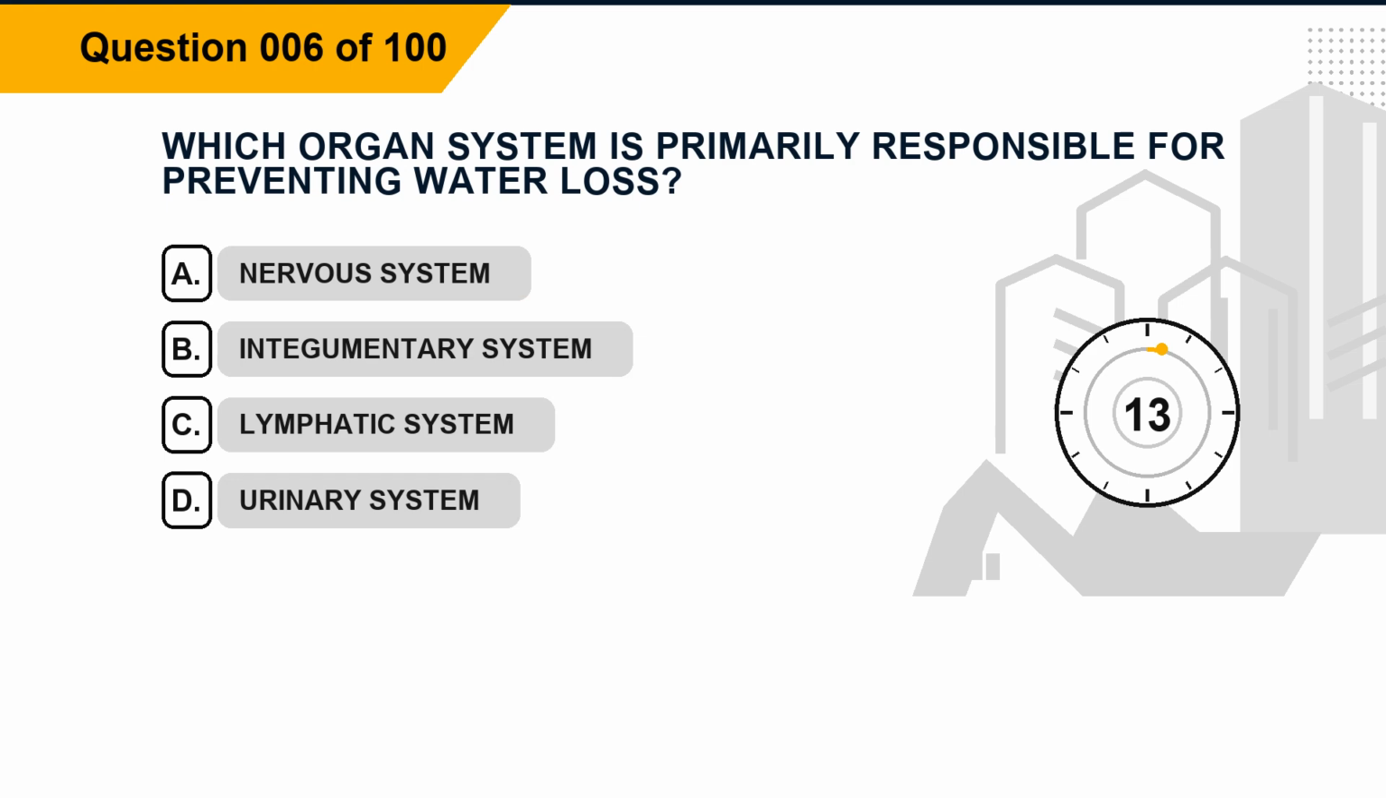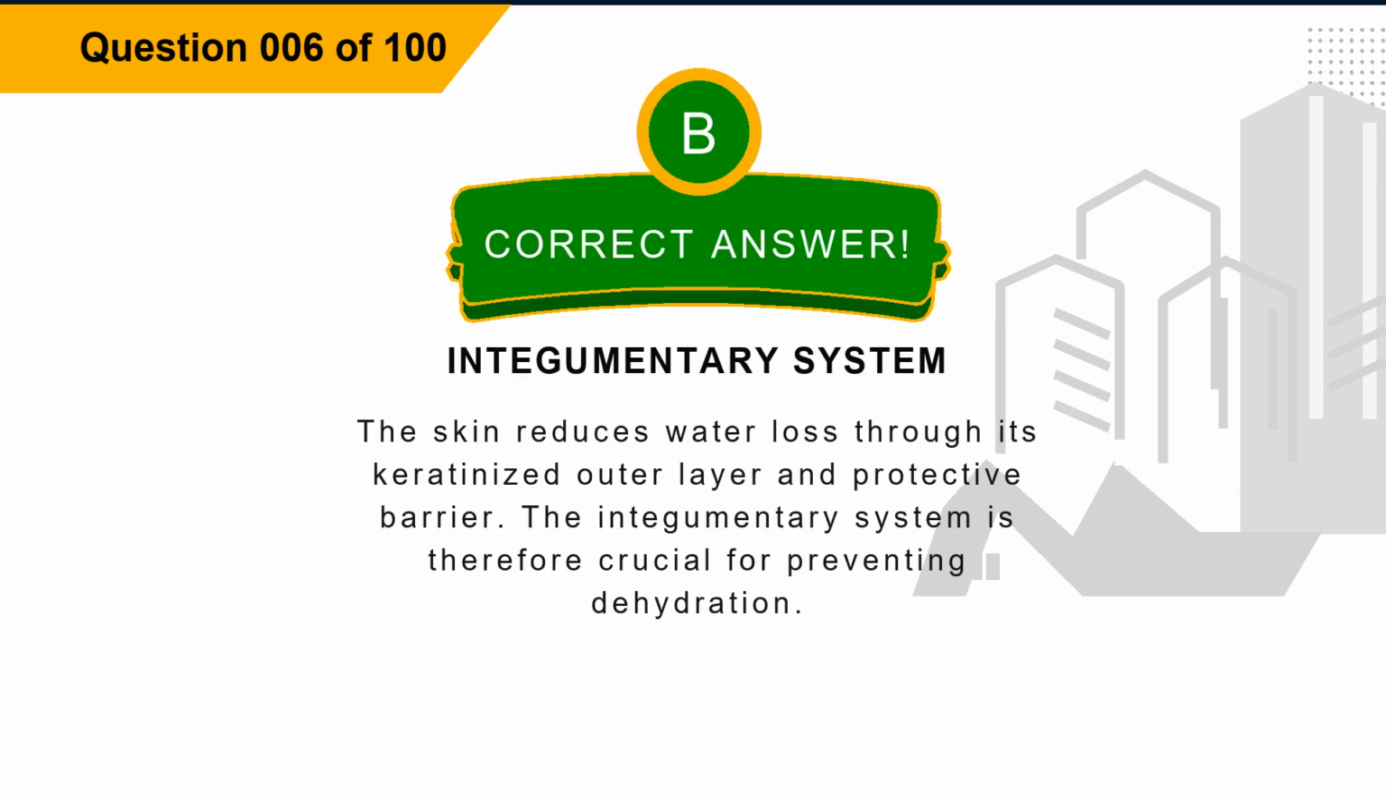Question 6. Which organ system is primarily responsible for preventing water loss? Option A, nervous system. Option B, integumentary system. Option C, lymphatic system. Option D, urinary system. The correct answer is option B, integumentary system. Explanation. The skin reduces water loss through its keratinized outer layer and protective barrier. The integumentary system is therefore crucial for preventing dehydration.